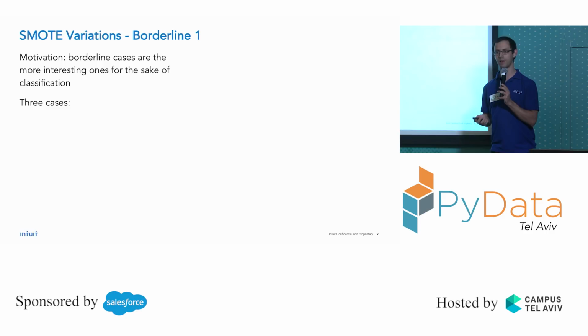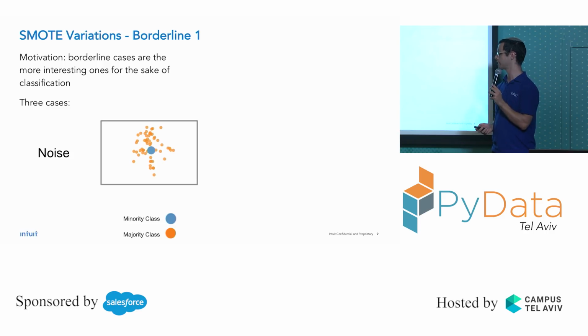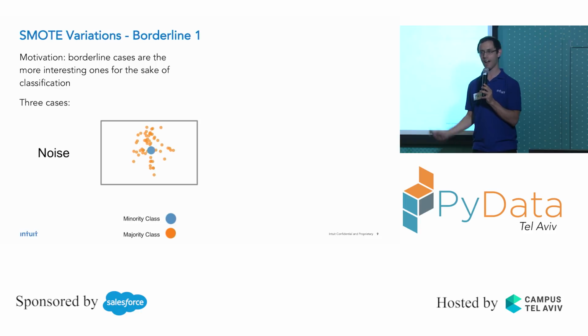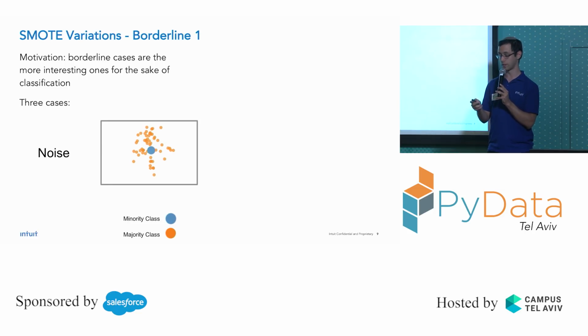And it does it in the following way. It says, let's divide all the points of the minority class into 3 cases. The first case is noise. And this is where all of its neighbors belong to the majority class. And the decision that the guys who developed Borderline 1 came up with is, these are just outliers, get rid of these points. You can argue about that claim, but that's what the algorithm does.